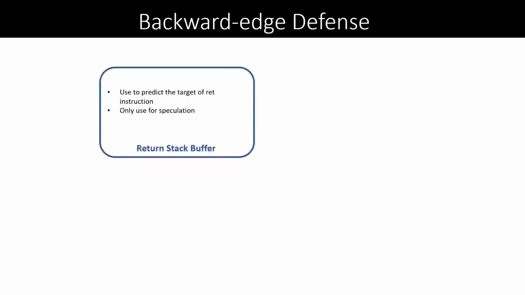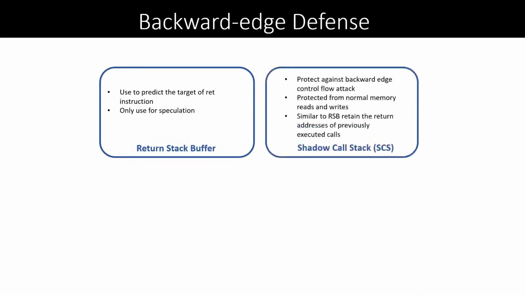The backward edge defense component of SPECCFI protects against mis-speculation on return instructions. Return instructions typically get their predicted addresses from a hardware stack called the return stack buffer, or RSB, and this RSB is vulnerable to a range of Spectre attacks. Aside from that, to prevent normal backward edge attacks, hardware CFI proposals use a shadow call stack, or SCS, which is protected from normal memory reads and writes.